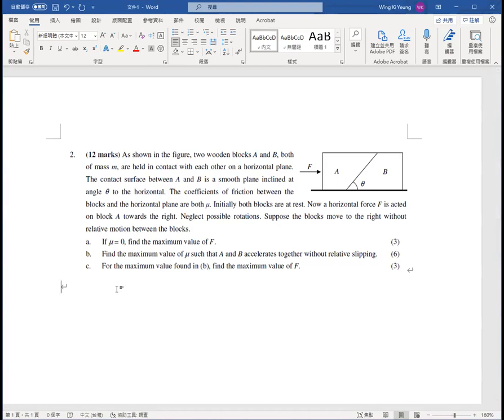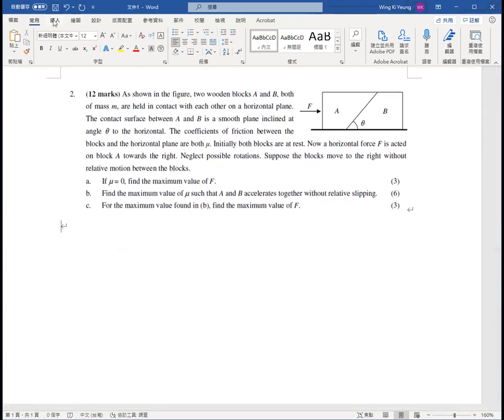So what it means is that both A and B are moving at the same speed and the same acceleration. We don't know whether they have acceleration or not, but at least they are moving at the same acceleration. So it's always good for you to draw the free-body diagram.